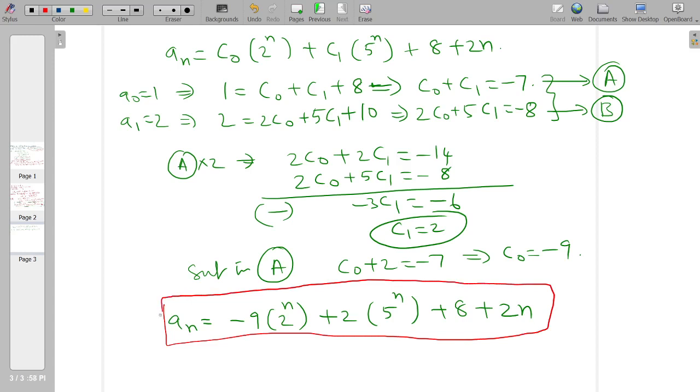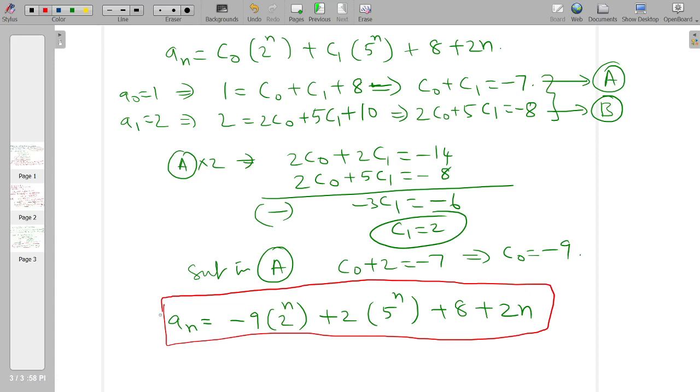Okay. So in this case, you can just test the values by substituting n is equal to 0. That would give you 1. When n is equal to 0, you get a0 to be 1. And when I substitute n is equal to 1, I will have a1 to be 2. So you can test it.